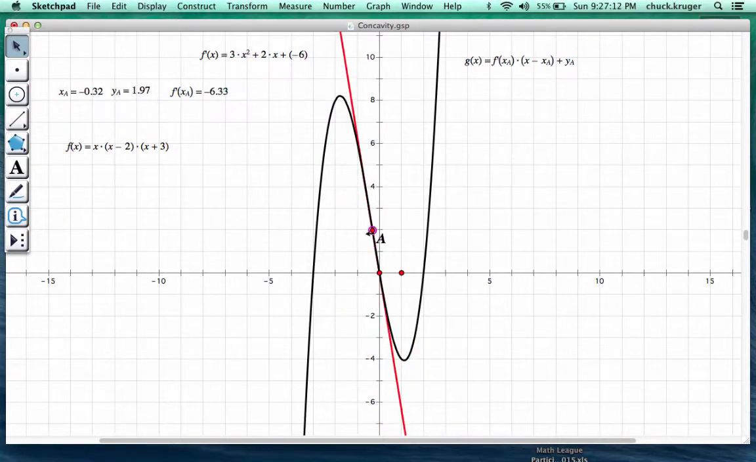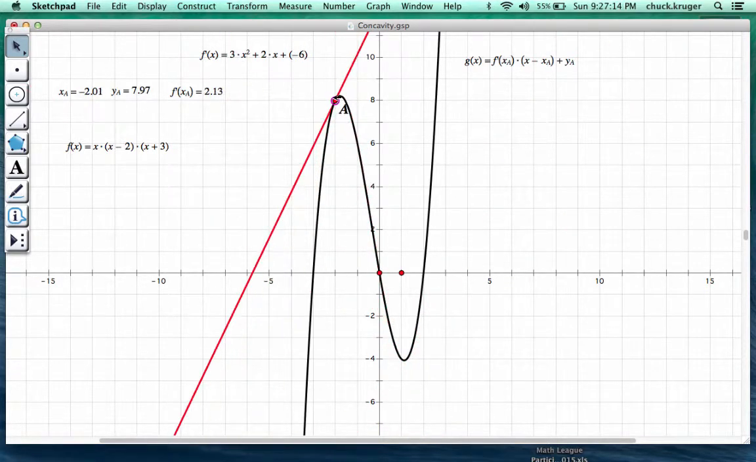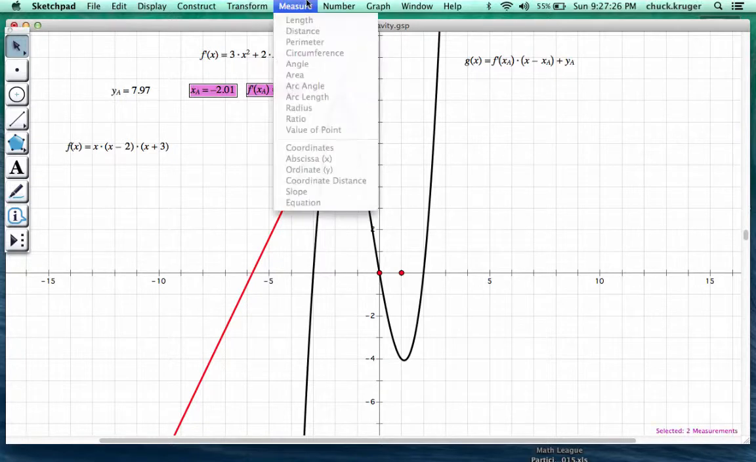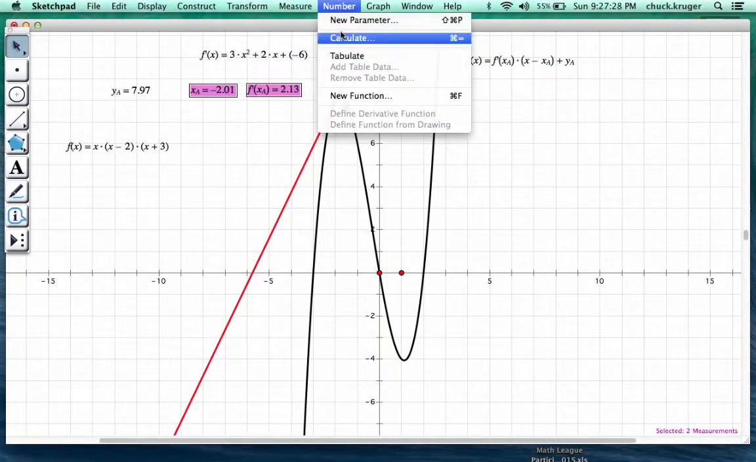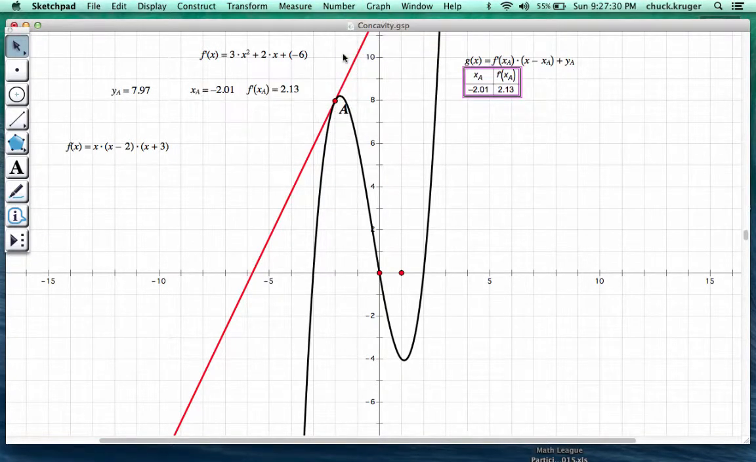Now, I'm also going to create a little table here, and I'm going to focus on these two values, and bring them next to each other. I'm going to get a table, and under the Number menu it says tabulate. And right there I have an x value, and I have a slope.